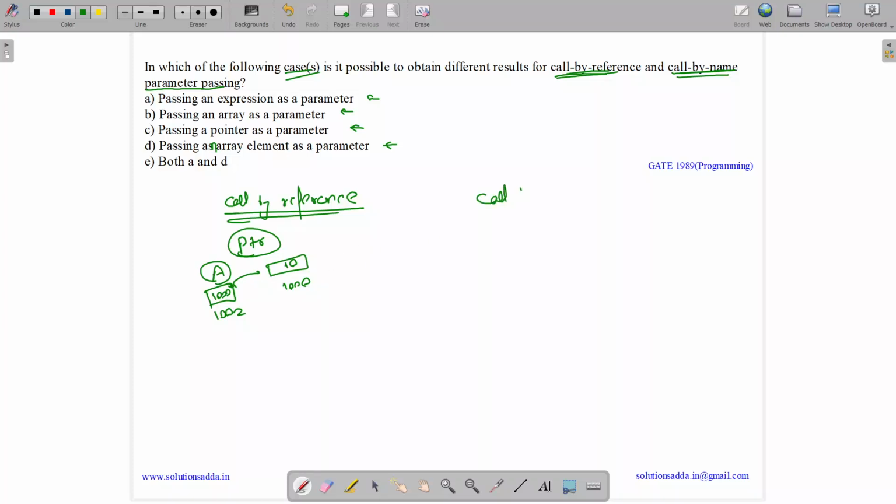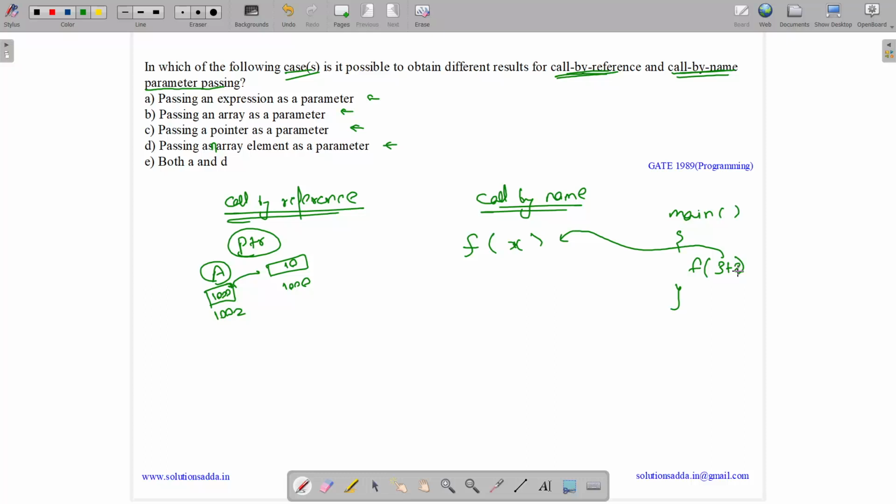What happens in call by name? We all have studied macro substitution. So call by name happens similar to that macro substitution. Here we have a formal argument. Let us suppose we have a function f which takes x as an input, and in our main we are calling this function with 3. Then in call by name, each occurrence of the formal parameter is replaced by the actual argument text. So let us suppose 3 came over here.